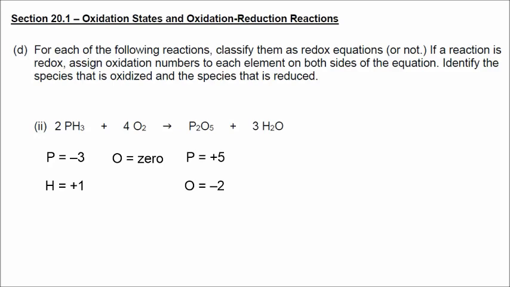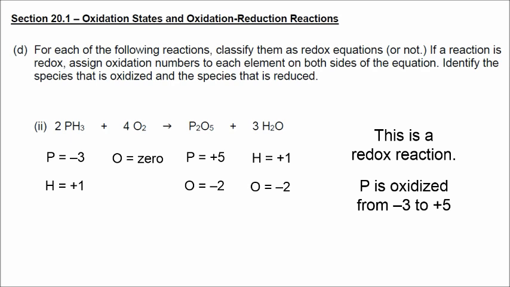And of course, in water, H is +1 and O is -2. So clearly the phosphorus is changing and the oxygen is changing. So we do have a redox reaction. The phosphorus is being oxidized from -3 to +5, and the oxygen is being reduced from 0 to -2.